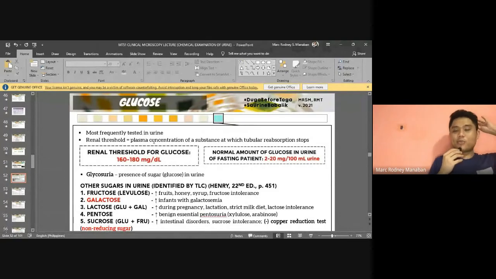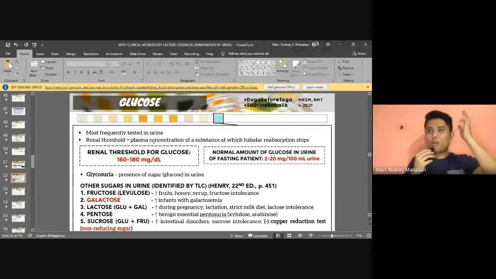Sige. Next, we have, of course, your glucose. Glucose is the most common. The most frequently tested chemical analyte in your urine. Because again, of the advent of diabetes mellitus. Alright. Now, in normal urine, dears, glucose is very little, similar to your protein, alright?